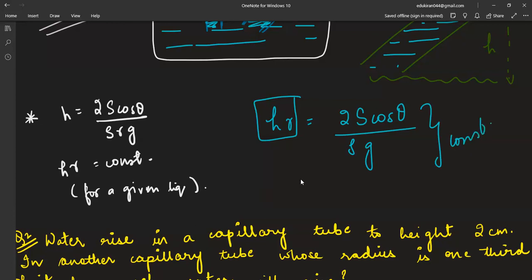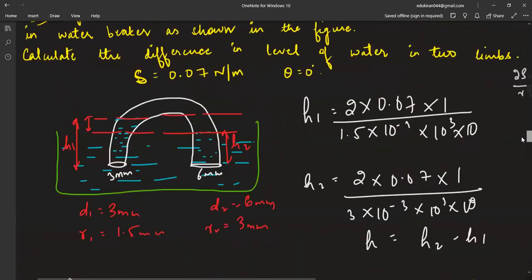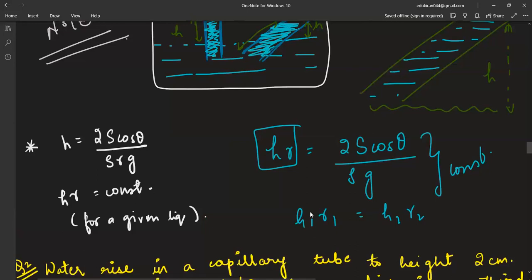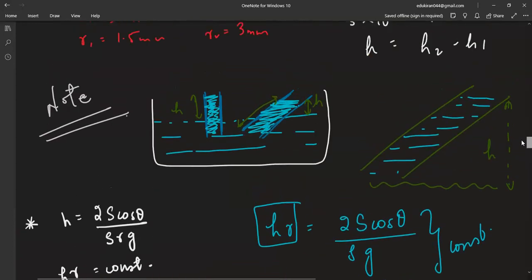So sometimes if needed, you can use this also. H1 into R1 is equal to H2 into R2. If you directly use this formula, right now it is not possible here because height 1 and height 2 are both unknown. If only one of these is unknown, simply you can use this formula. One question we'll see based on this. Easy question, it's not difficult, but first write down this, then I'll discuss.